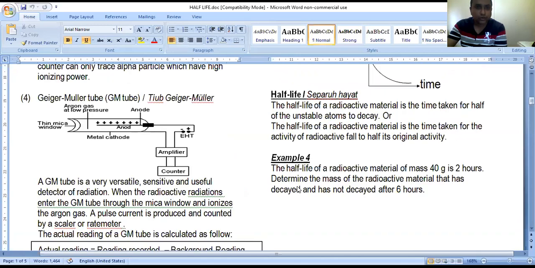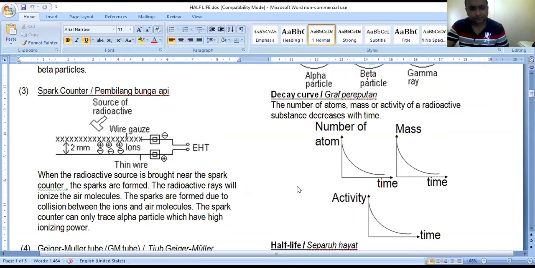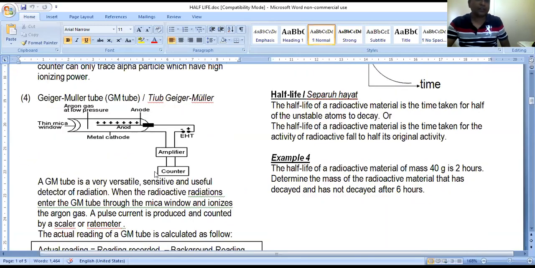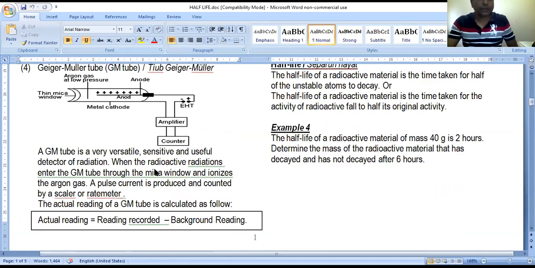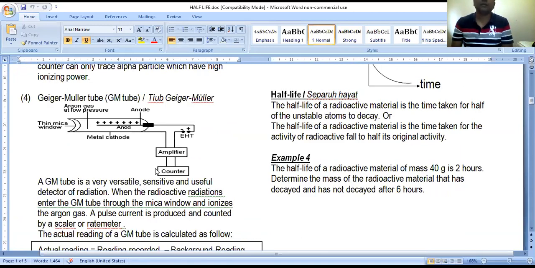This one can only detect alpha. Gamma is not suitable. Now next we look at the Geiger-Müller tube. The Geiger-Müller tube is the most famous detector used because it's easy to handle and it can detect alpha, beta, gamma. So basically, what happens for the GM tube, right?